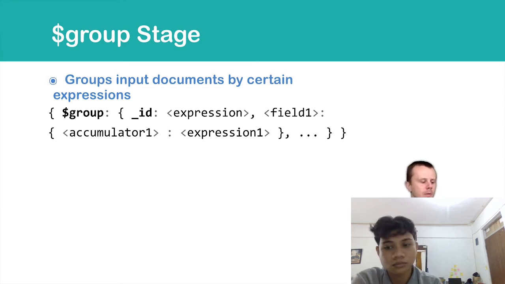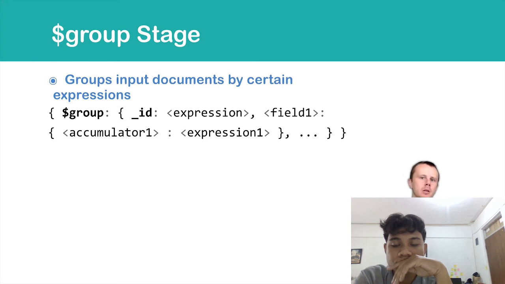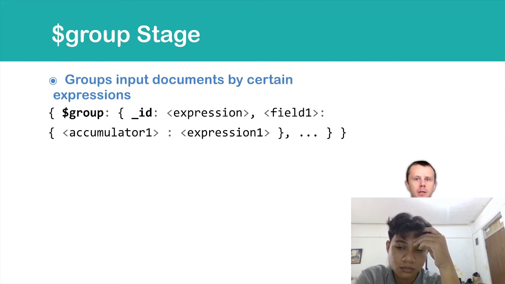So how does it work? Before the group stage, we have a set of documents. Those documents have certain fields. And if you want to group those documents by a certain field name, you should use this field name in the expression on the right side of the _id key value pair. And as a result, you will get documents with one field, _id. And the values will depend on the values of the input field that you used in the expression.